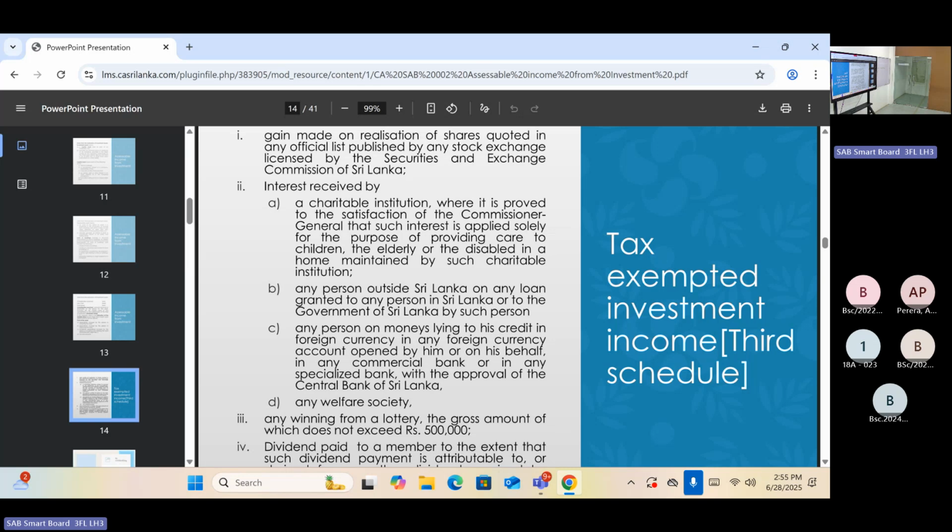Any welfare society that interest is received by the welfare society, that is also tax exempt. So other thing is any winning from lottery, the gross amount of which does not exceed rupees 500,000. Winning from lottery, which is the total winning is less than 500,000. So that is also tax exempt.